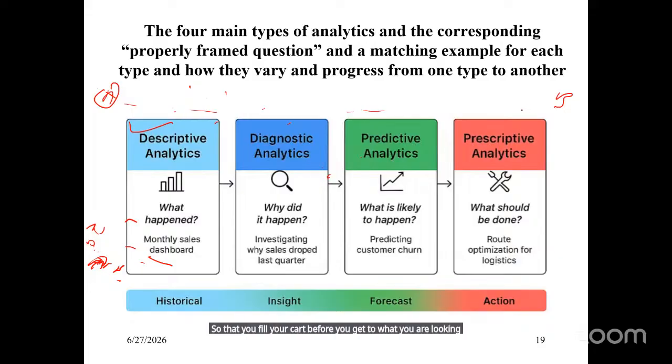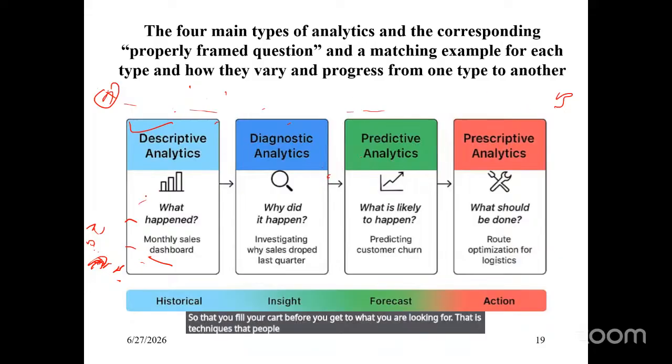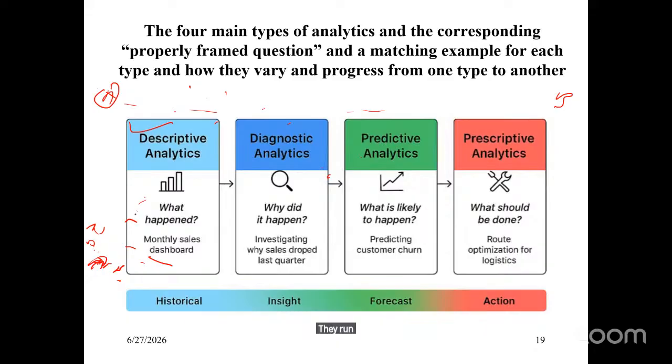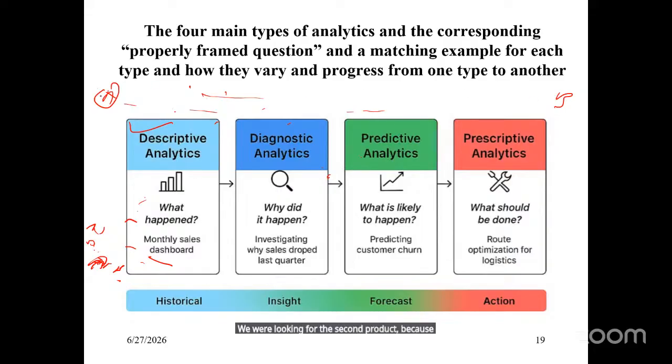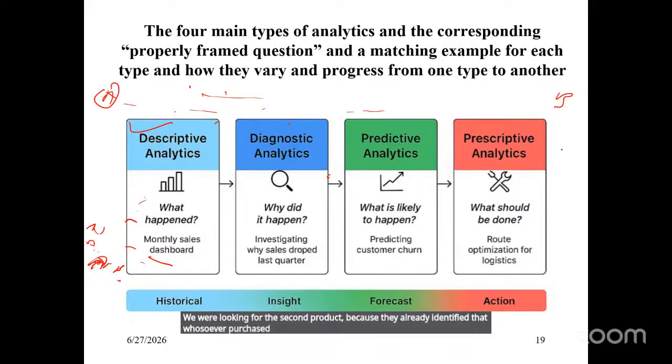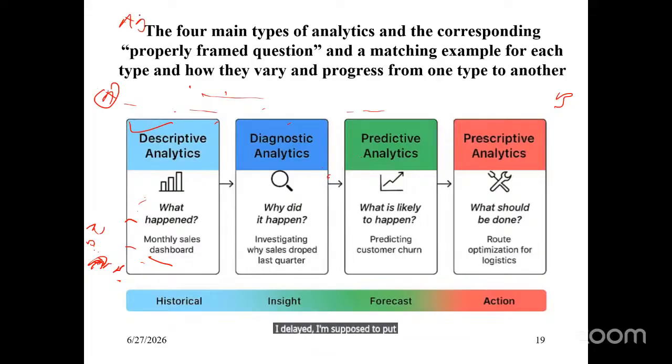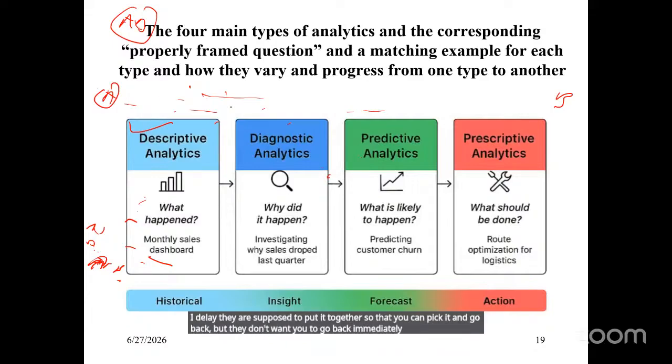That is techniques that people use after understanding what really happened in the past. They run the analytics and they are able to take decisions. I encourage you to visit their shopping mall, not just pick what you are looking for, but go around while looking for the second product, because they already identified that whoever purchased A will likely purchase B. Ideally, they are supposed to put it together so that you can pick it and go back, but they don't want you to go back immediately. They want you to go through the shopping mall so that you can see new arrivals.